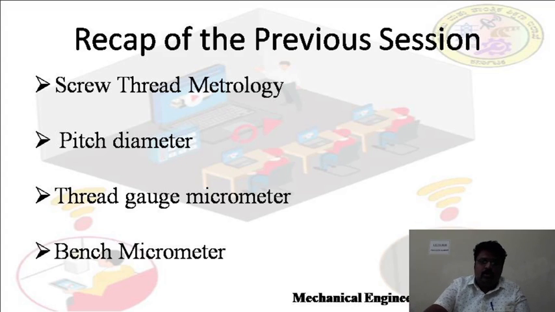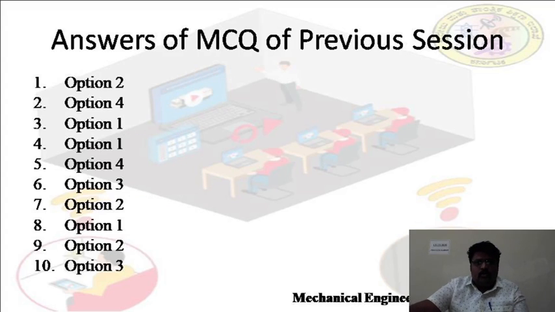Now we will move on to the multiple choice questions we had in the last session. I will read out the questions and we can have the answers for the same. The first question of the last session was: a pitch diameter of a thread is. There were four options: nominal diameter of the thread, imaginary diameter in between the major diameter and the minor diameter of the thread, minimum diameter of the thread, and maximum diameter of the thread. Out of these four options, the correct answer was imaginary diameter in between the major diameter and minor diameter of the thread.